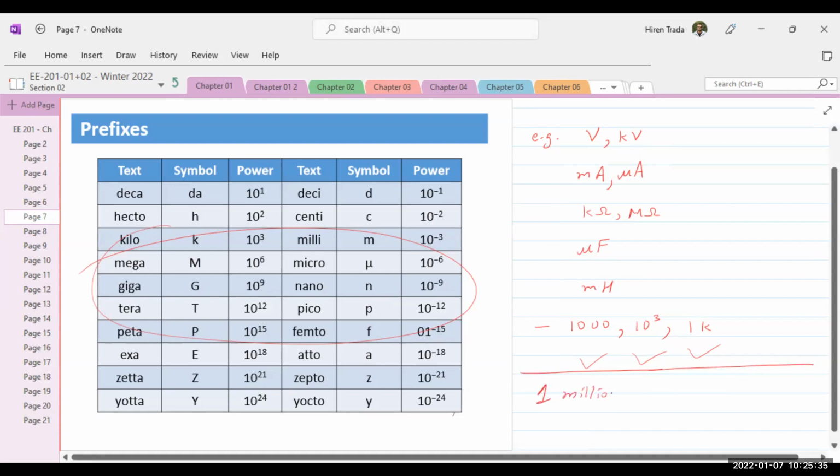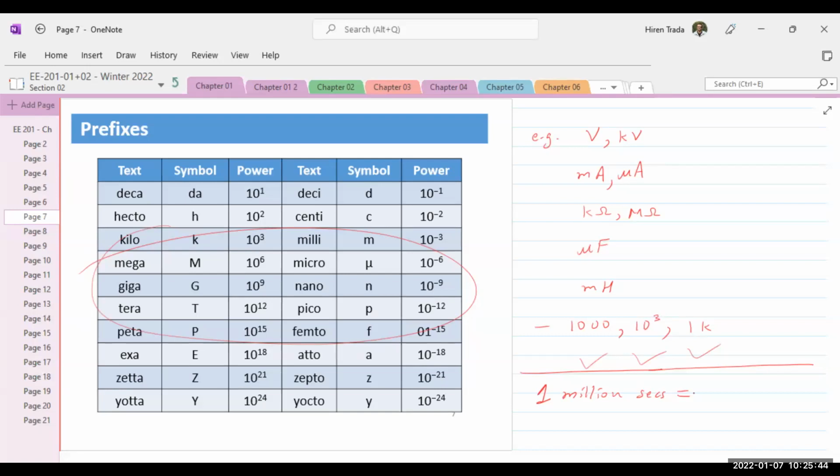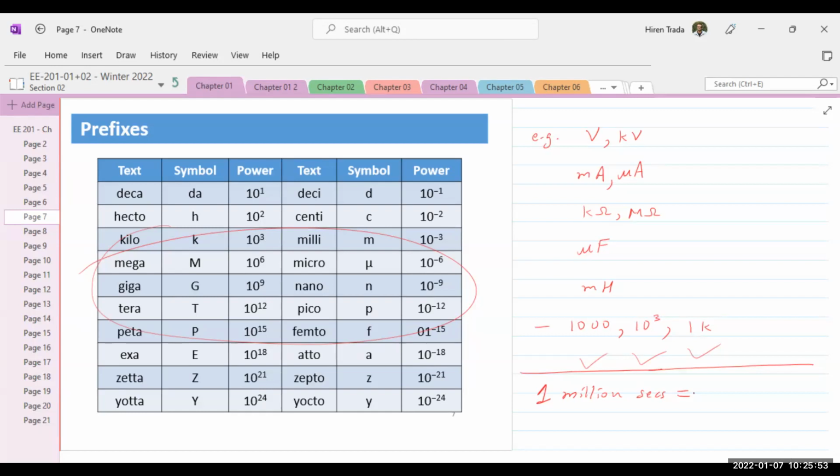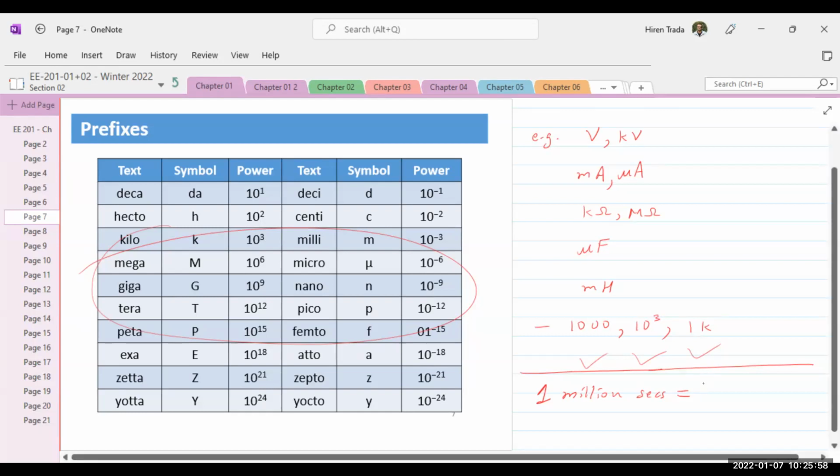1 million seconds, 1 mega, 10 raised to 6. How much do you think 1 million seconds is worth in days, weeks, months, years? Any wild guesses from anyone? Online, in person? Anyone? Wild guess. It's not quite 2 years. It's 11 days. 11 days. At least she took a guess. No one else is taking a guess.